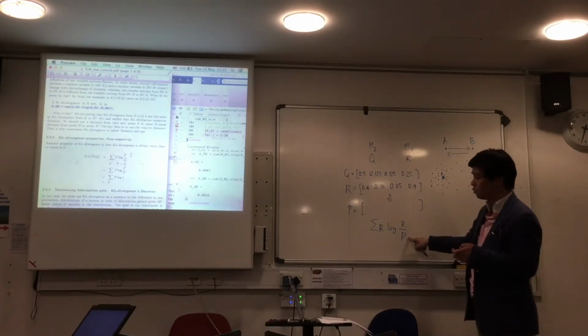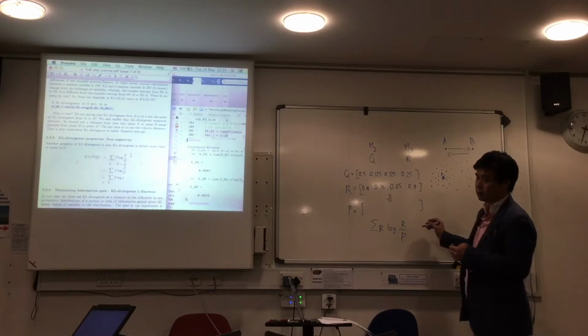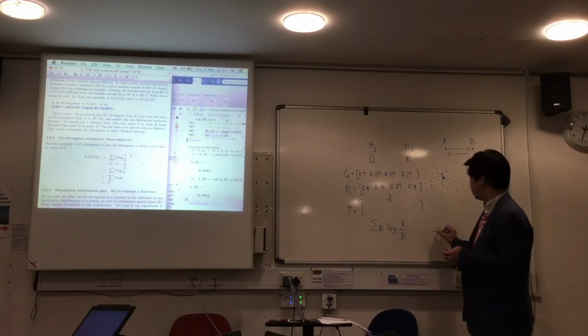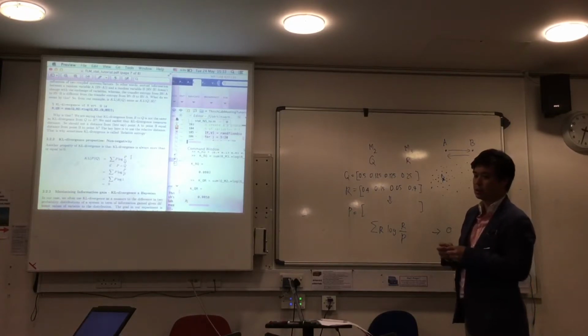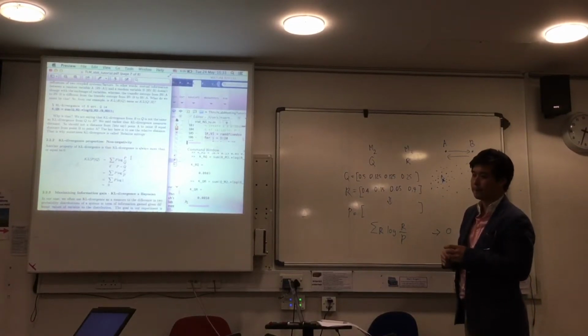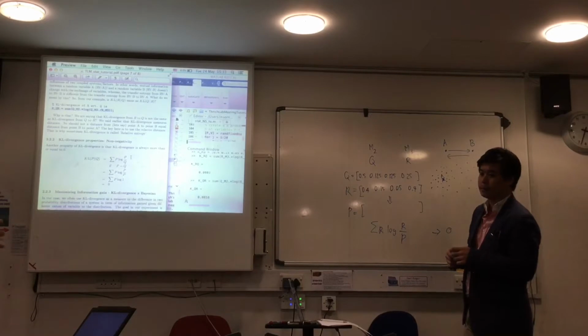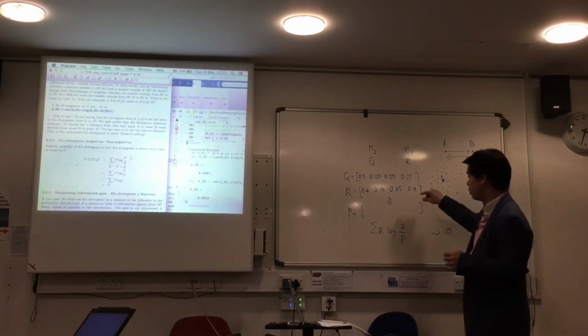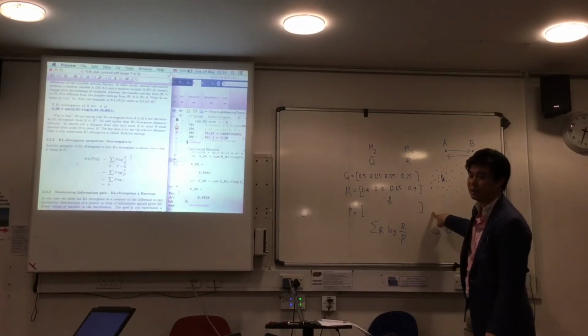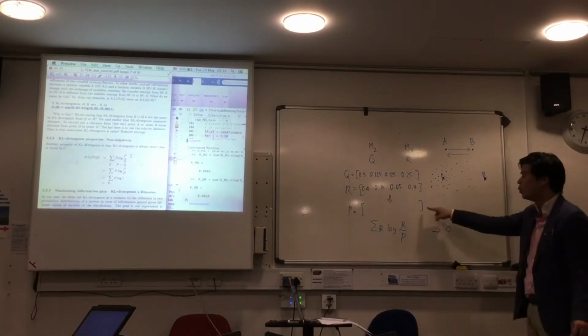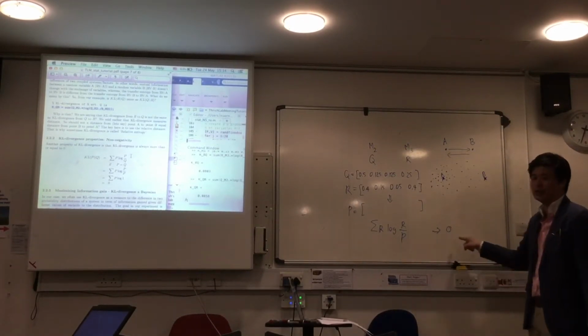So log of 1. Yeah, so it's going to be 0. So it's not negative. And so the divergence is now 0. Yep, because now you don't have any new information. Exactly. So this is what happens when it converges.